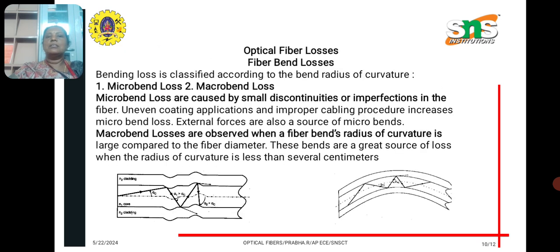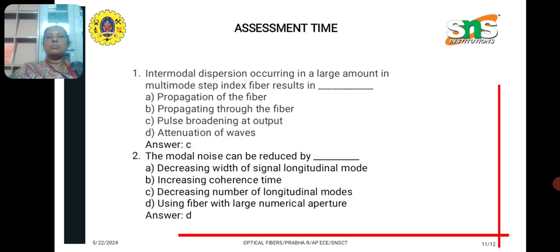And bending loss, there are two types of bending loss, one is microbend and the other is macrobend loss. Microbend loss is due to small discontinuities or imperfections in the fiber, and macrobending loss is observed when a fiber bends with a radius of curvature that is large when compared to the fiber diameter, and these bends are a great source of loss when the radius of curvature is less than several centimeters.